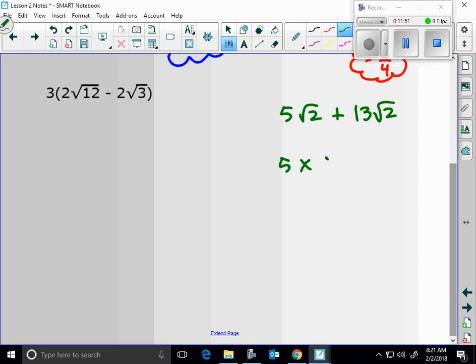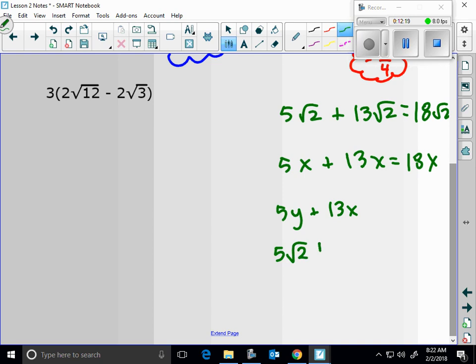Okay, so if I took 5x and I added it to 13x, how many x's would I have? 18, right? So if I took 5 square roots of 2 and added it to 13 square roots of 2, I'd have 18 square roots of 2. If I took 5y and added 13 x's, could I combine those? No, they're not the same variable. So that would be fully simplified. Very much like that, if I took 5 root 2 plus 13 root 3, I couldn't add those because their radicals are not the same. So FarmersOnly.com would say that these two are not compatible.